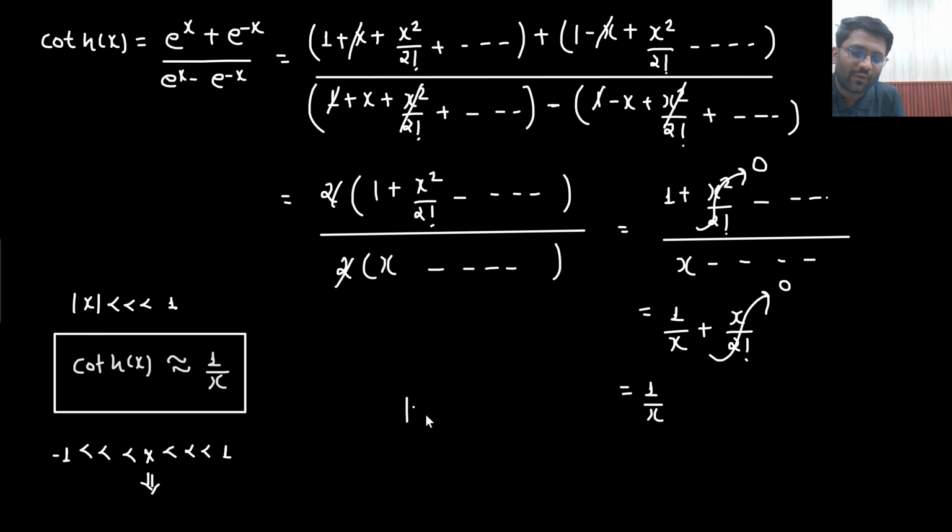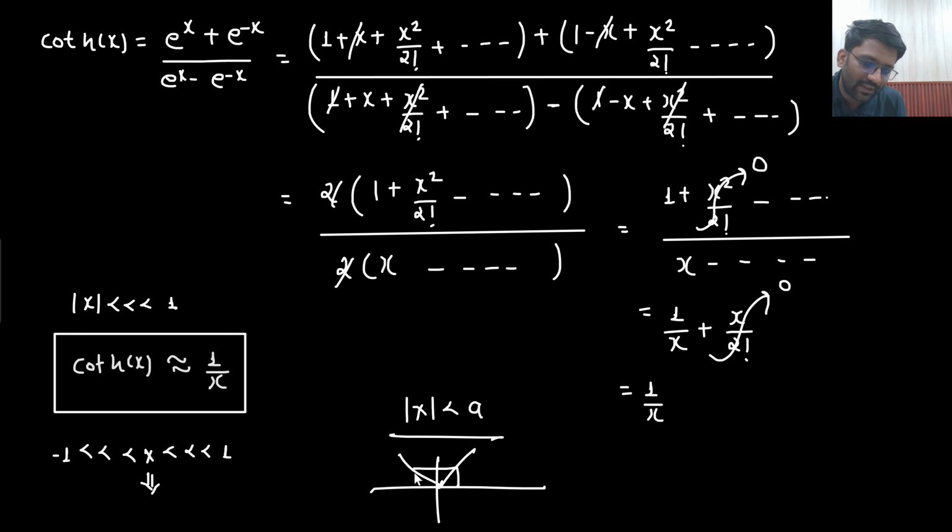What is the meaning of mode of x less than a? Think about it. Mode of x should be less than a. What is the graph of mode of x? This is the graph of mode of x. So let's just say this value is a. This value is y. This value is a. So these values you will get.